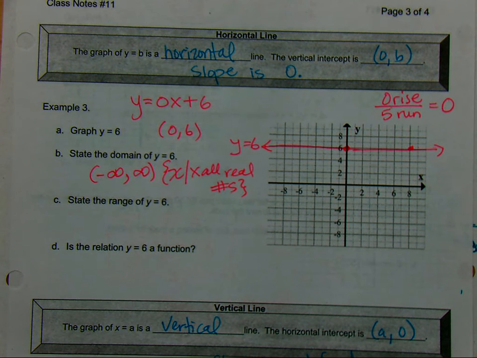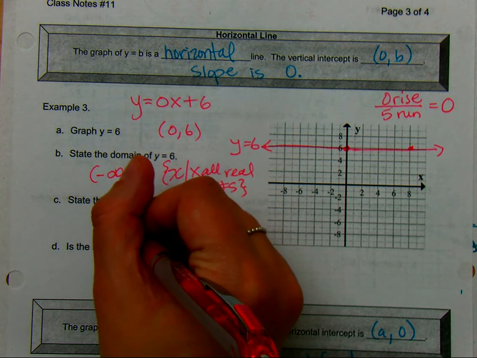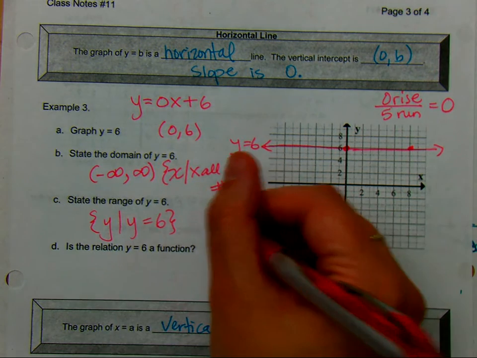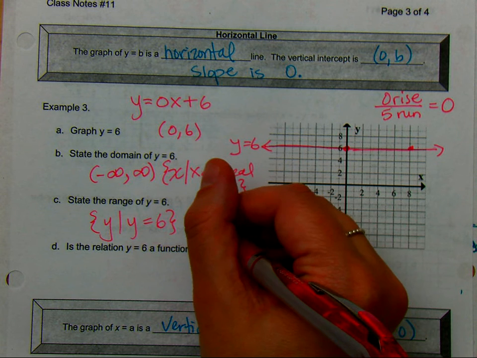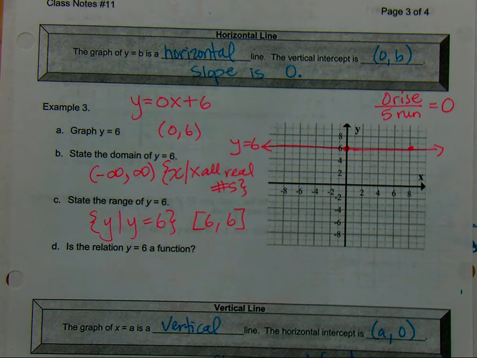What's the range here? What y values? Range stands for y values. What are the y values? Yeah, just 6. So y such that y equals 6 would be one way of saying that. Pretty much, I don't know how you would do that in interval notation. Starts at 6, ends at 6. I don't know if that's correct. I've never seen that before, but I just made it up based on what our intervals have been.